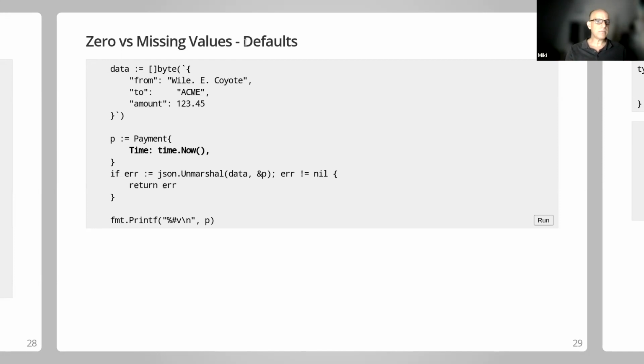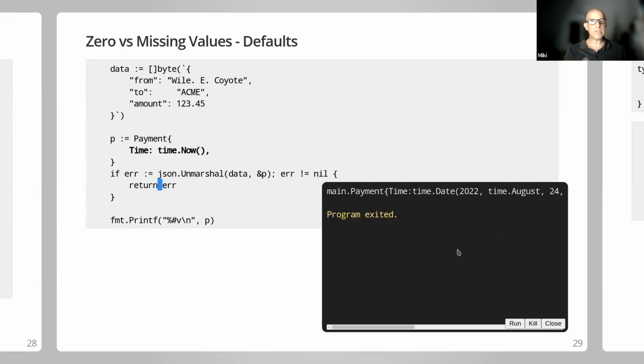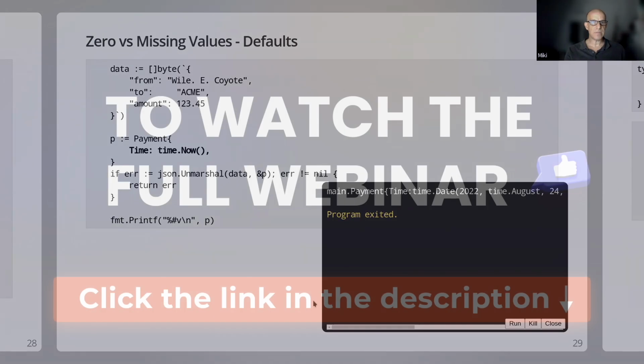And the one that I'm using mostly is actually with defaults. This is the fact that if there is a value that is missing from the JSON, the Go encoding/json is not going to change it. So I'm going to create a payment with the time initialized to the current time. And now I'm going to use unmarshal. So now if there is a time coming from the JSON, it's going to override my time. And if not, it is going to stay the time that I want. And this is the method I usually use for this zero versus missing problem.